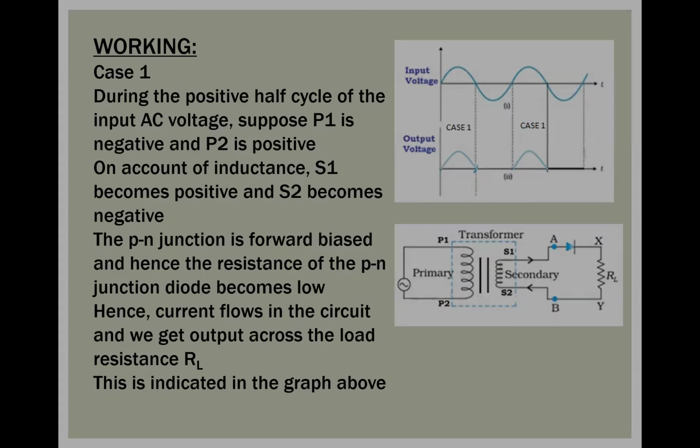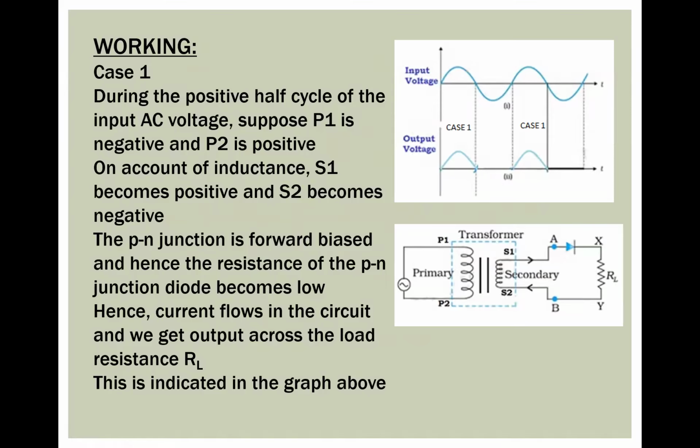Next, this is the working operation. Actually, if we see here, this is the input voltage, which we are giving. The input voltage consists of a positive half wave and a negative half wave. Coming to the output voltage, for the positive half wave, the diode acts as an on switch, so it will conduct and allow the input voltage to pass to the output voltage.